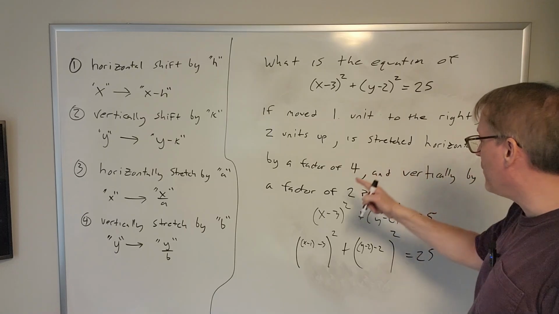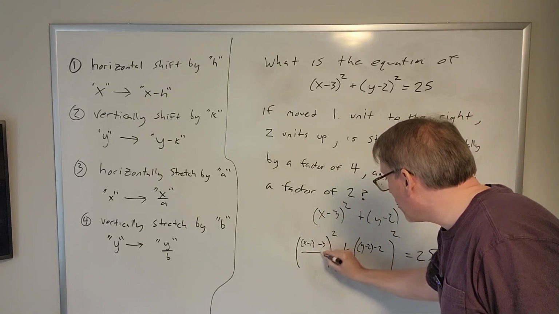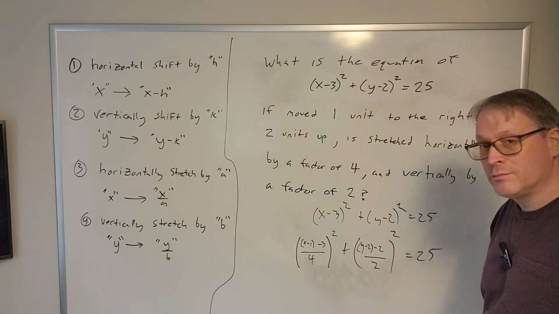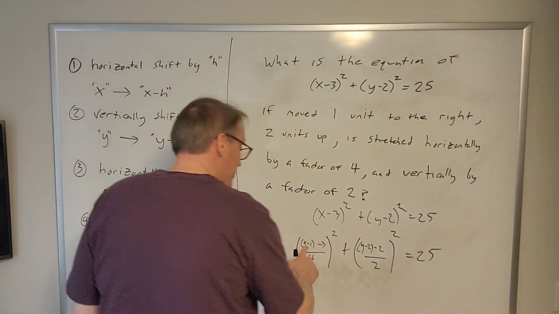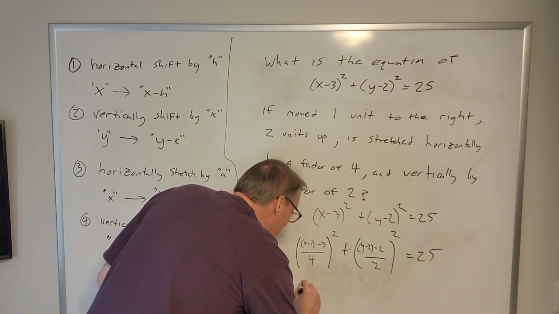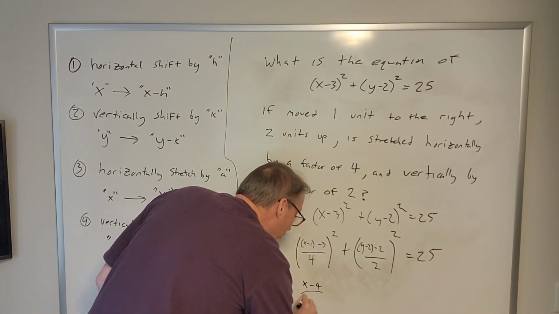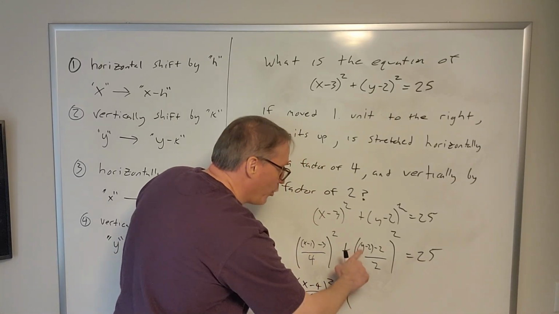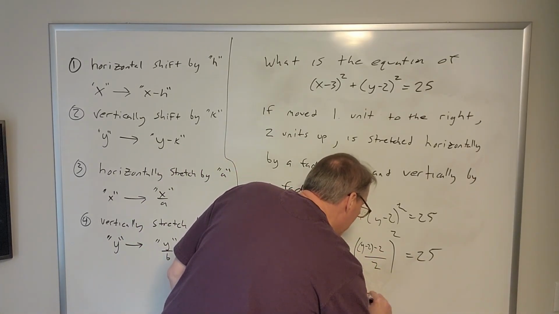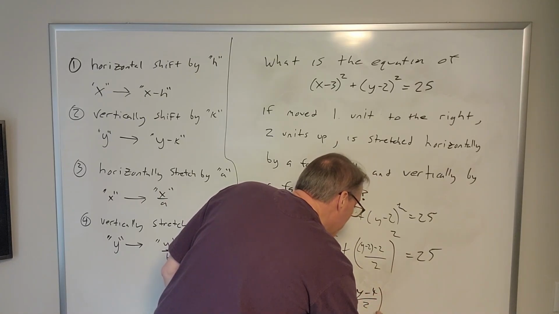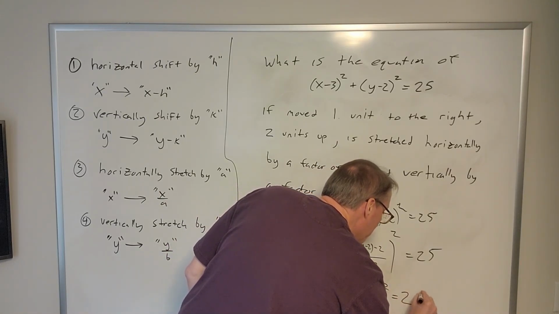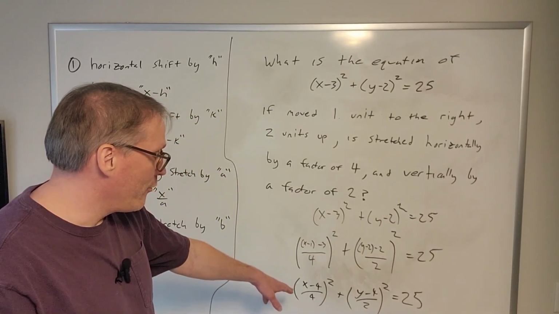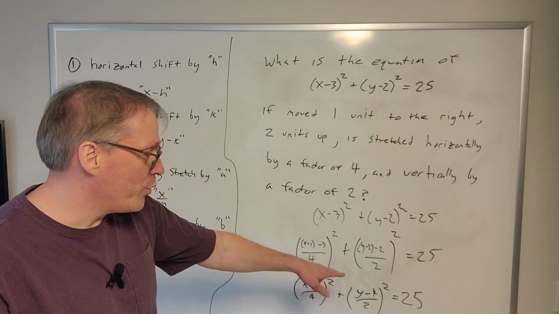And then we need to stretch it horizontally by a factor of 4, and vertically by a factor of 2. So let's see. We have x minus 4 over 4. So that becomes x. I could do x minus 4 over 4. That becomes y minus 4 over 2. So x minus 4 over 4 squared plus y minus 4 over 2 squared equals 25.